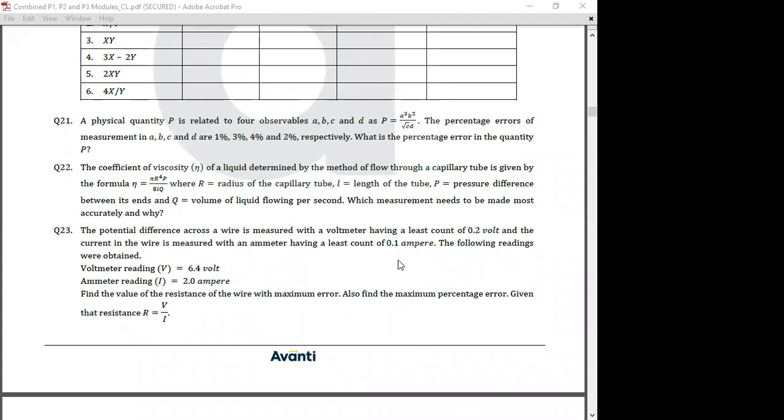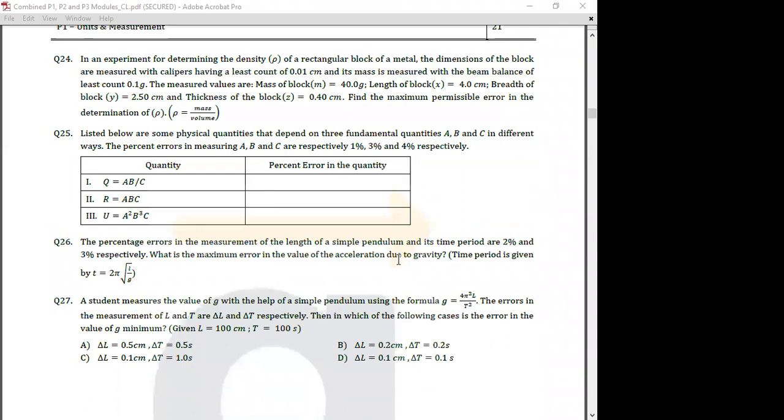Chalo, very good. Now, 24 to 27. We have 10 more minutes, right? 24. Okay, very good. So let us see first, in the experiment for determining the density of a block of metal. First of all, what is the formula of density? I guess everyone remembers that. Mass by volume.